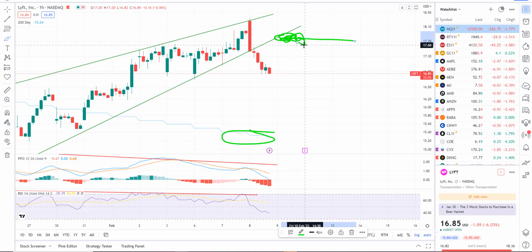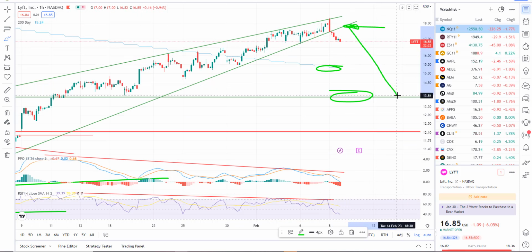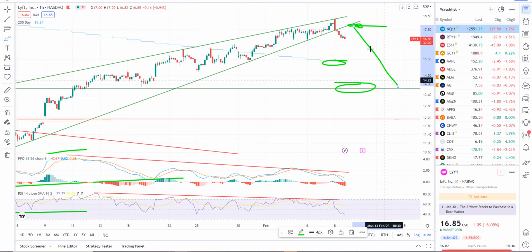If they do pop it up right after earnings, I'll add to a short and look for a continued move to the downside. Otherwise, I'll just stick with what I have. If they gap it down, I'll probably just stick with what I have. I'm not going to be adding to a short if they gap down. So that's how I'm looking to play that one.